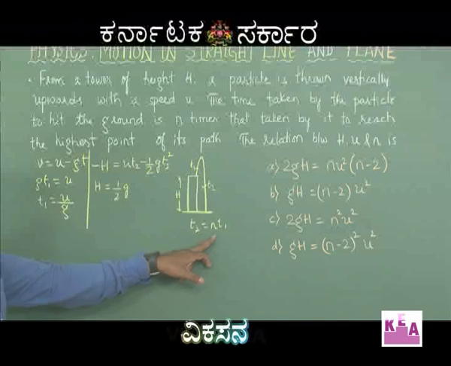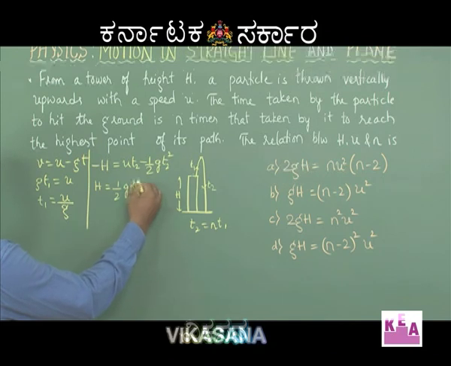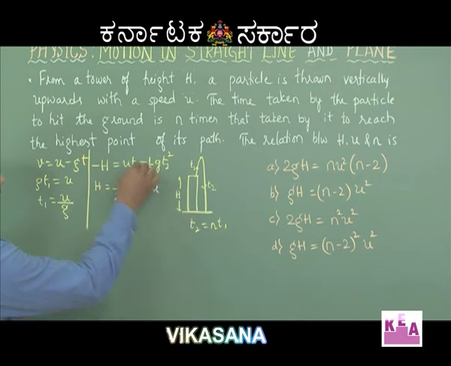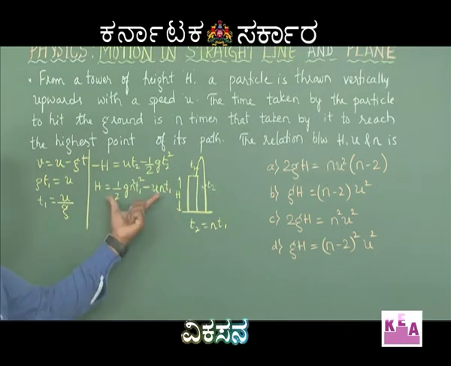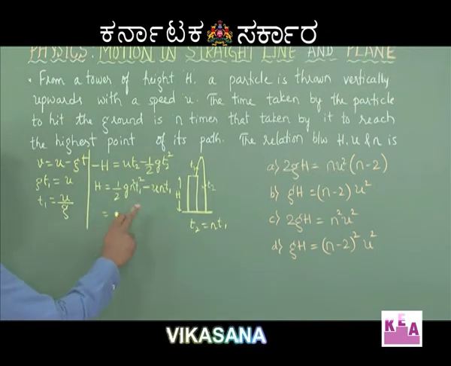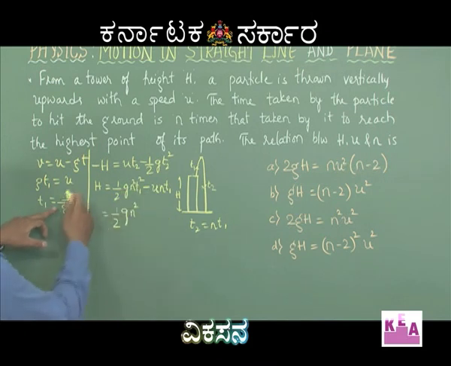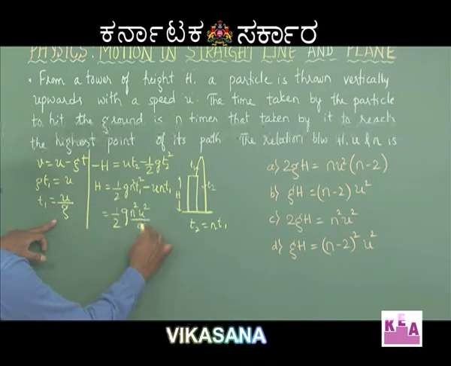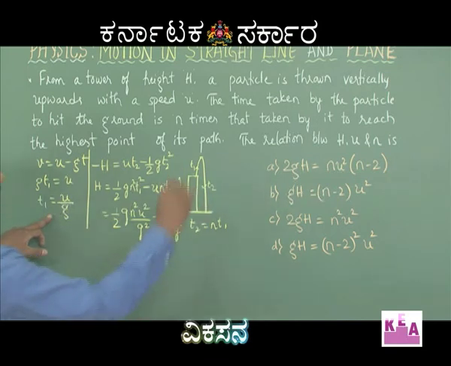What is t2? n t1, n times t1. So this will be n square t1 square. This will be minus u into, what is t2 again? n times t1. I think this step is clear. Now I will substitute for t1 from this. This is half g n square into t1 square, which is u square by g square, minus u n into t1, which is again u by g.